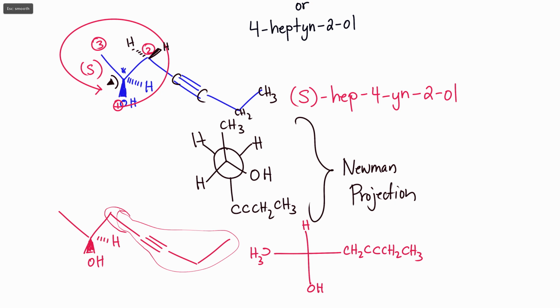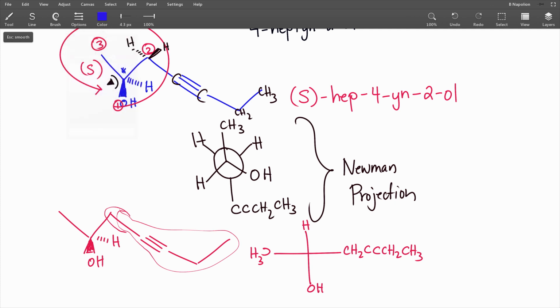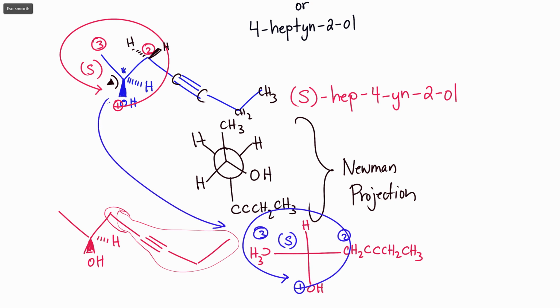Now, do I have the same S configuration? I don't know. Let me see. 1, 2, 3. That's going counterclockwise, and H is on the what? Vertical. So that is S. That matches this. Okay.